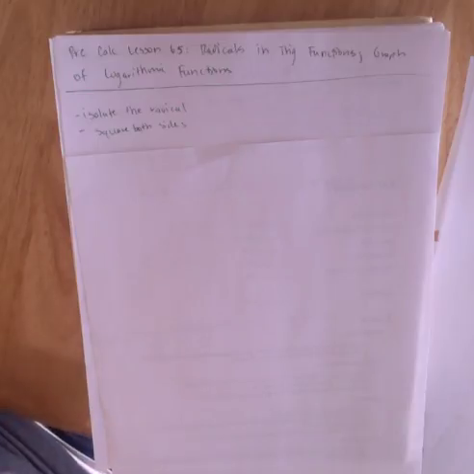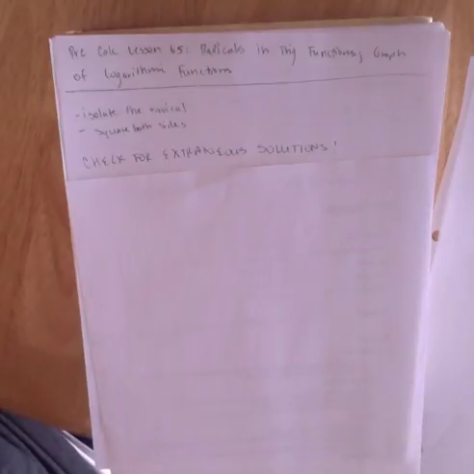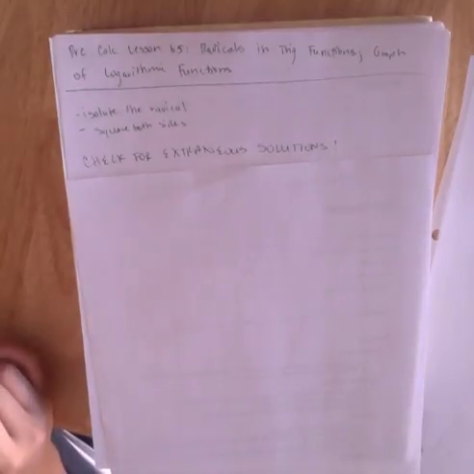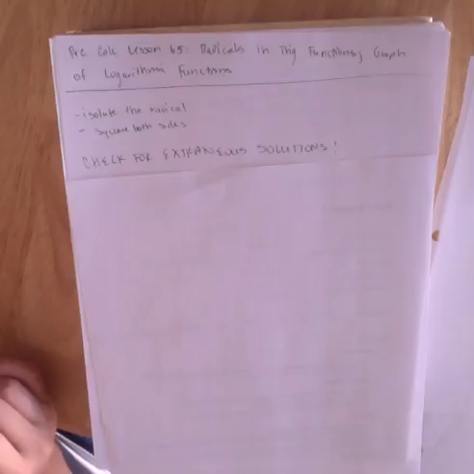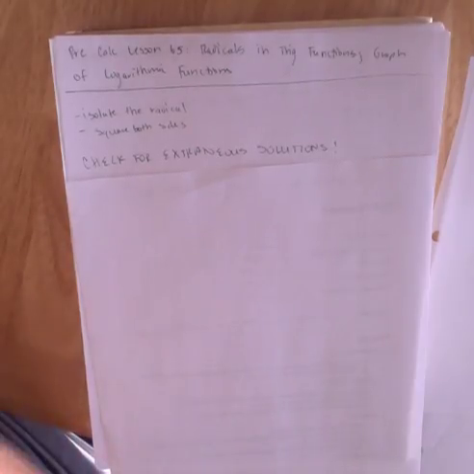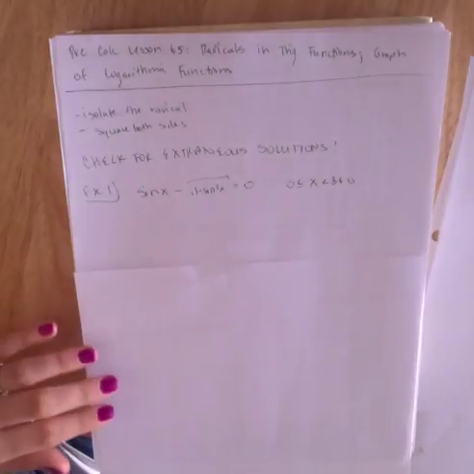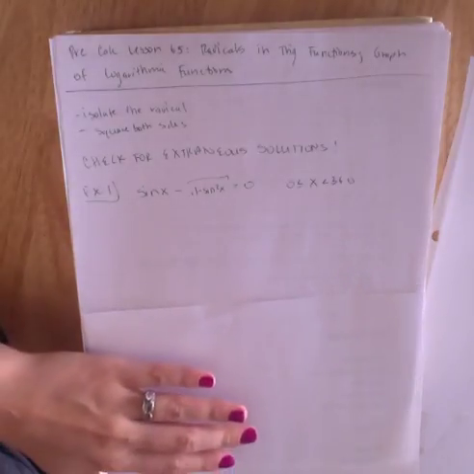So radicals and trig functions, we treat it like any other radical. Isolate the radical, square both sides. Always check for extraneous solutions. Often you can definitely get things that are extraneous. So let's do this example.